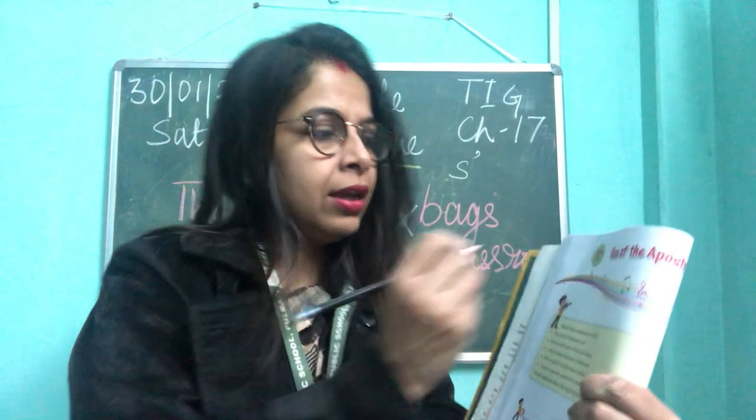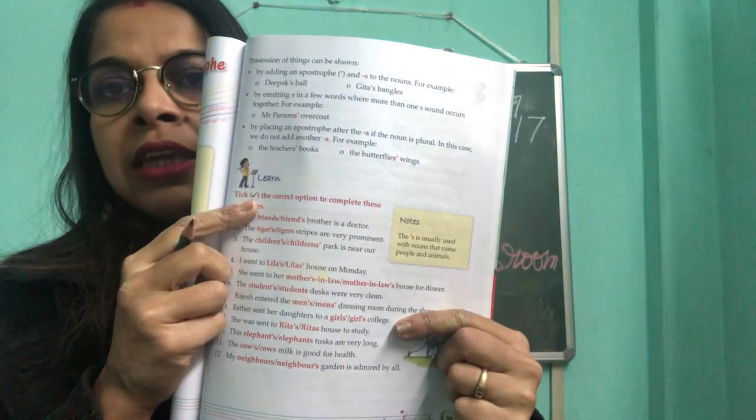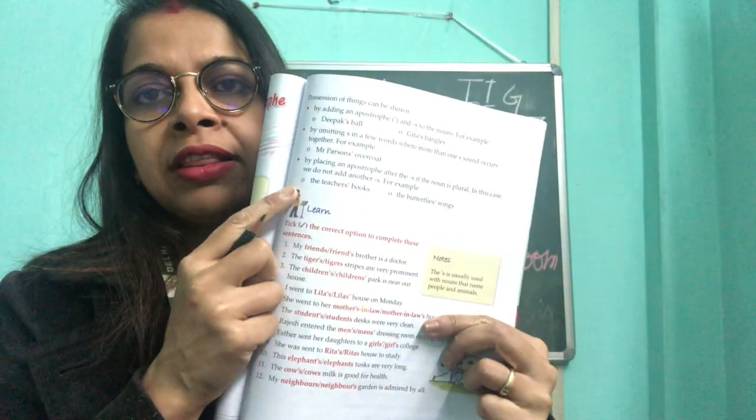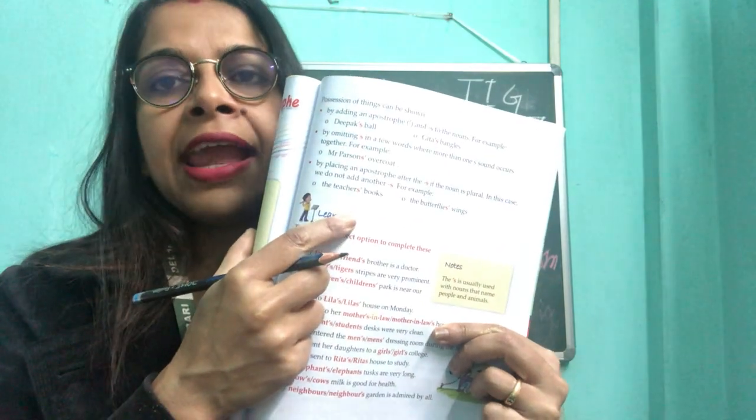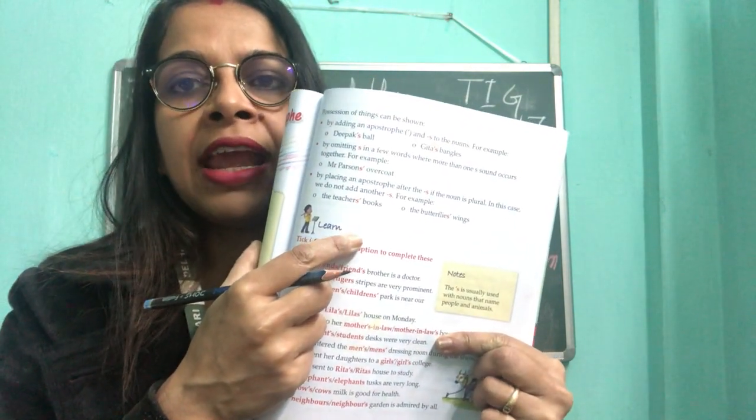Before we begin, you're going to write today's date. You're going to write here 30/01/2021 AVC, that is audiovisual class. And when you're doing the homework, you're going to write the date again here and write HW.